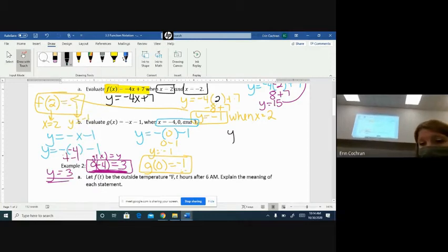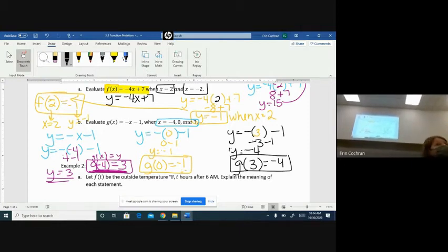X is 3. So y equals negative x minus 1. And what's my new x? 3. So what's a negative 3? Negative 3. Minus 1? Negative 3 minus 1 is? Negative 4. So what does this mean? G of 3 equals negative 4. And there you go. Okay. All right, any questions with that so far?